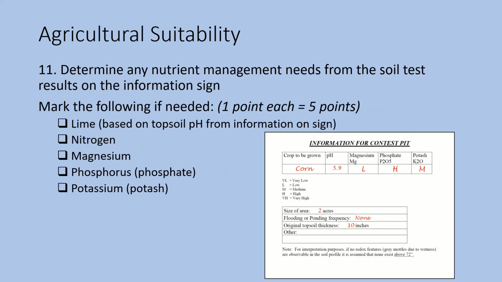Question 11, we're asking you to determine what the soil nutrient needs are for this soil. So on the information sign, we're going to give you information about the crop that's going to be grown, the pH, and the magnesium, phosphorus, and potassium levels in the soil. And from that, you'll determine what soil nutrients, fertilizers, or amendments are needed at this site. And you will check all of the ones that are needed.